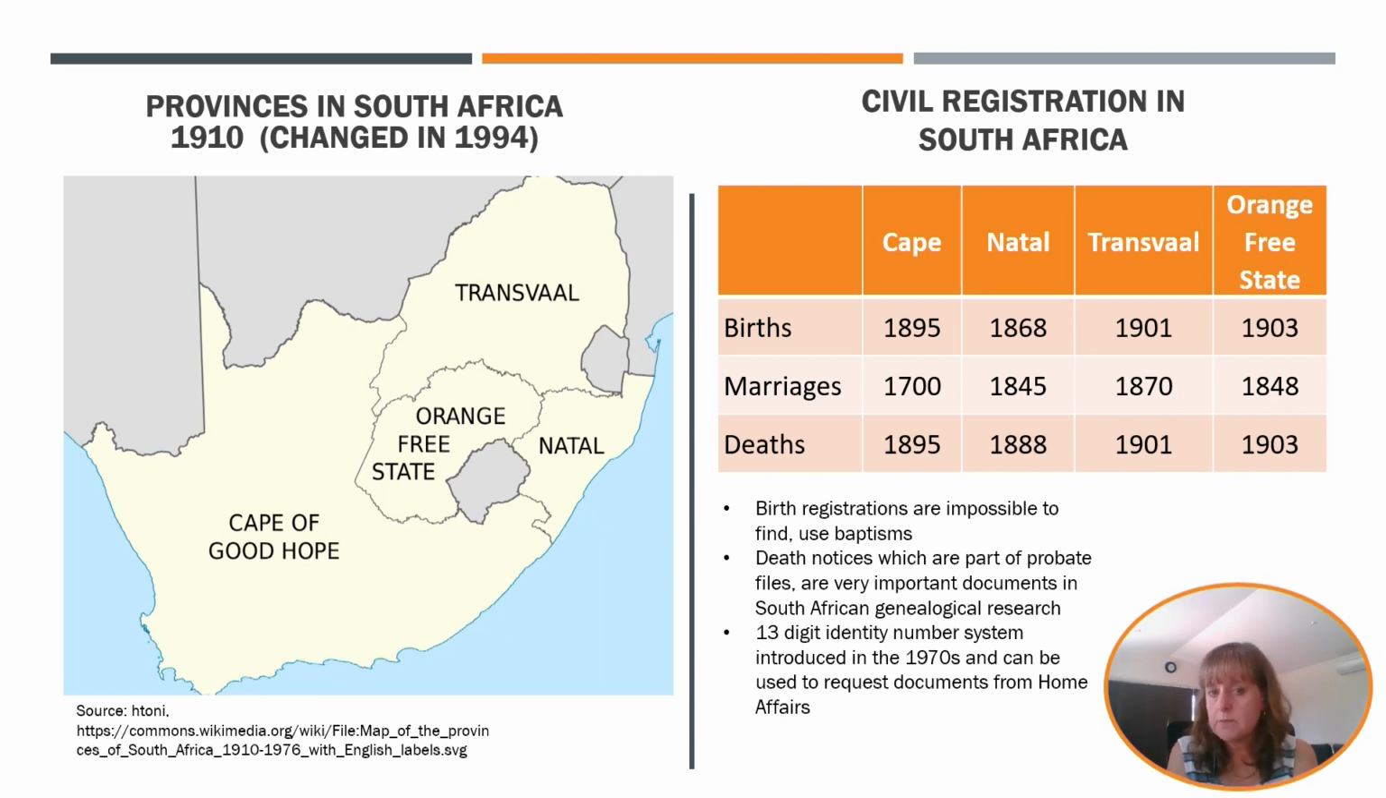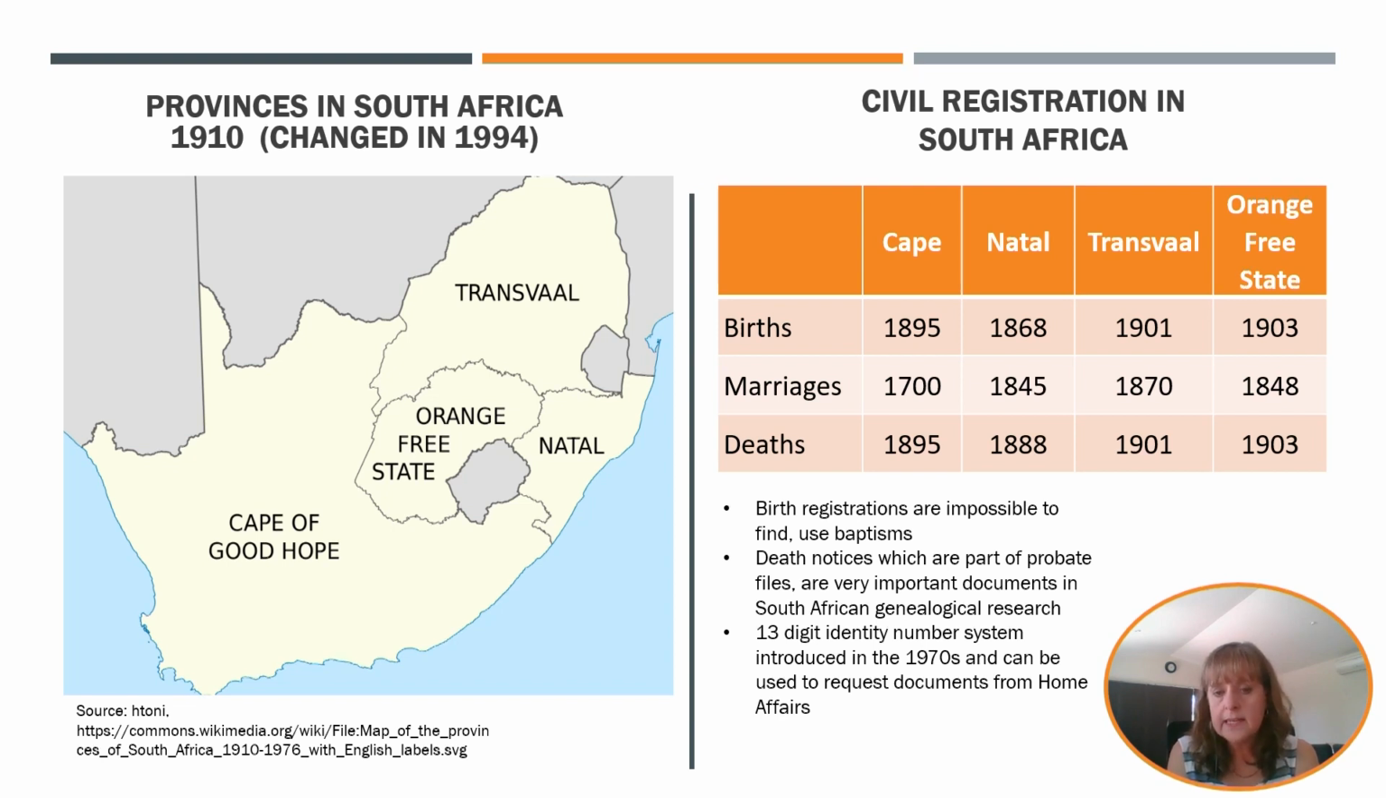I just have to mention that birth registrations are almost impossible to find, and we tend to use, among other things, also baptisms. An important factor in our research is our death notices. The death notices are part of the probate files, so they're separate from civil death registrations. The death notices contain a wealth of information and even parents' names in most cases.